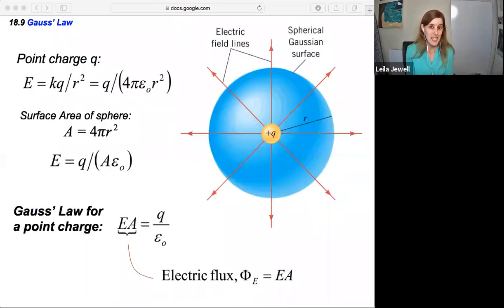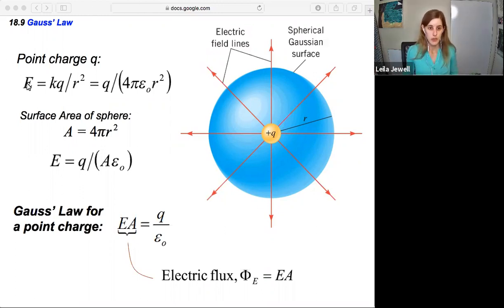Section 18.9, Gauss's law. Gauss's law is an important general result that allows people to solve for electric fields, both the ones that we already looked at, deriving those equations, and any number of arrangements of charges. To derive it, we're going to start with one that we've already seen, the point charge.